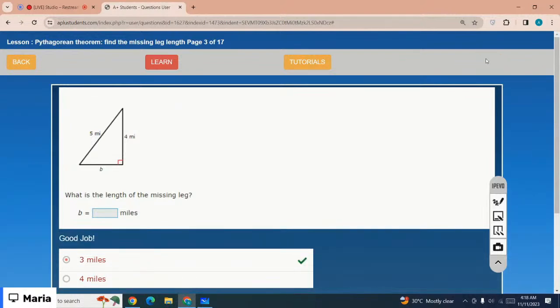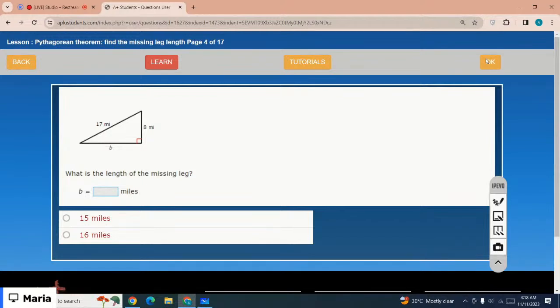Okay, let's just move on to the next question. And the next question is, what is the length of the missing leg? So which is the correct option? Yes, when you evaluate the values, 17 square is 289, and 289 minus 64 is 225. So the correct option is 15 miles, right? The correct option is 15 miles.